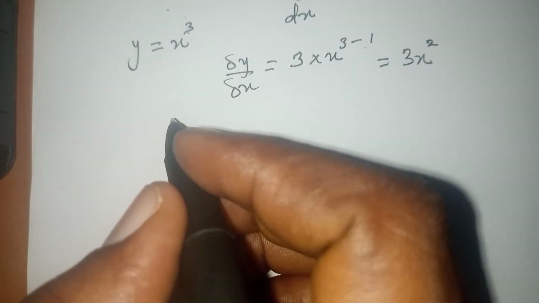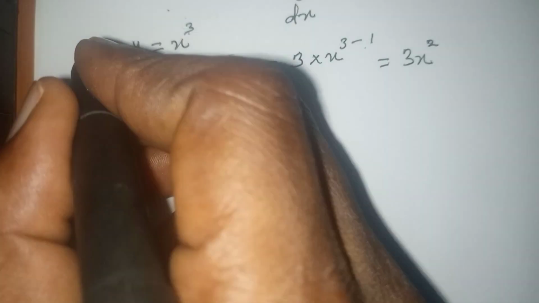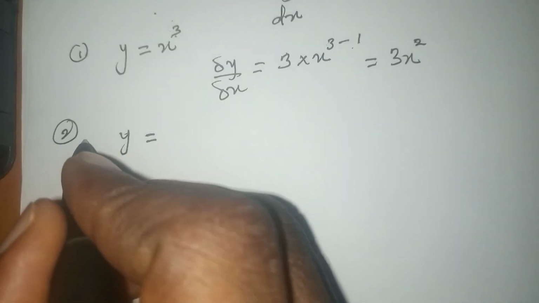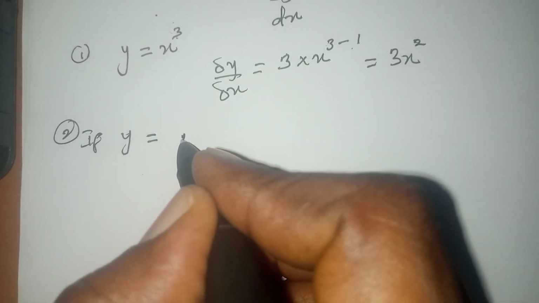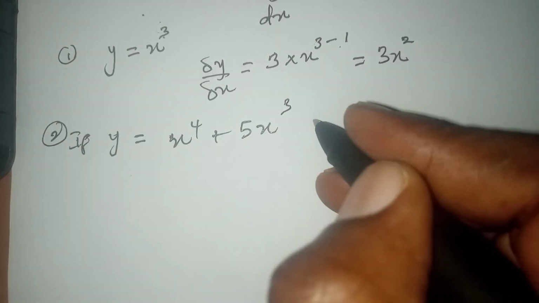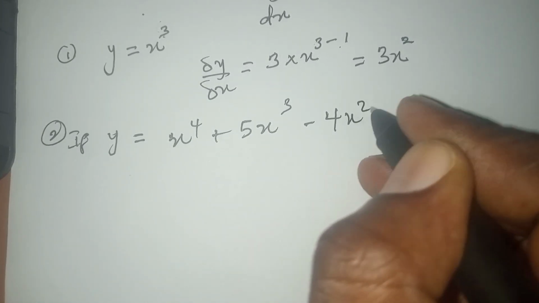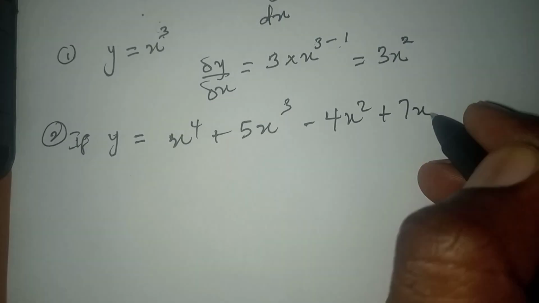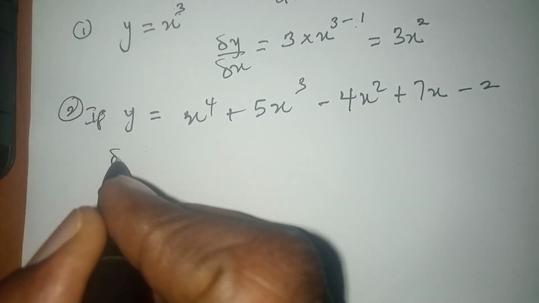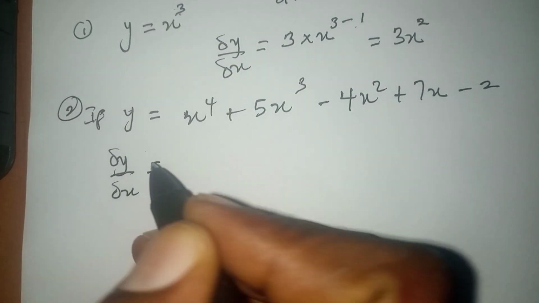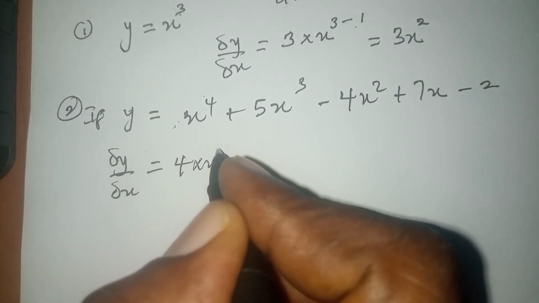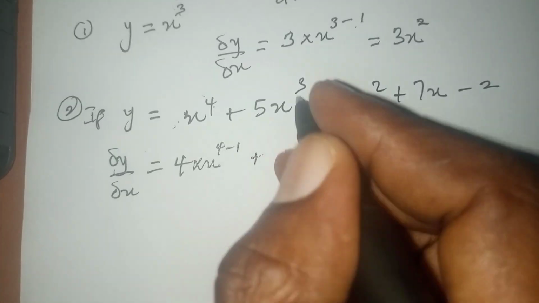All right. Now let's go further and differentiate a polynomial. If y equals x raised to power 4 plus 5x cubed minus 4x squared plus 7x minus 2, what is dy dx? So easy. What's the power here? 4. So 4 is going to come down and multiply x. So that's 4 times x raised to power 4 minus 1, plus 3 is going to come down again.